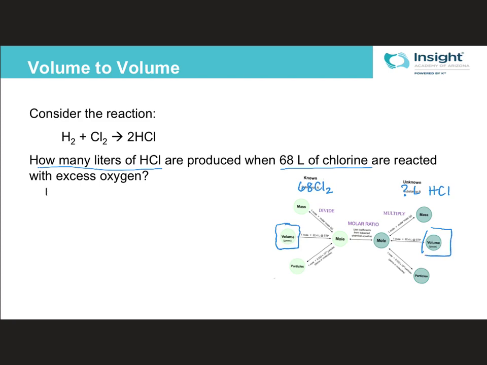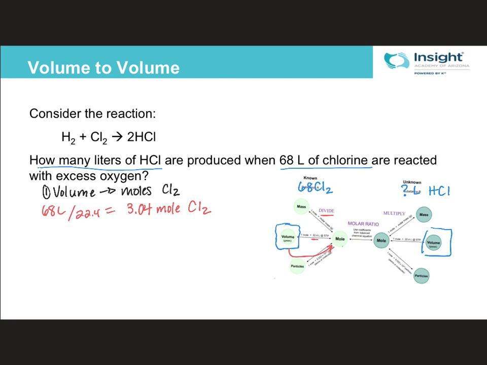So step 1 is going to be volume to moles for Cl2. I'm going to take that 68 liters and divide by 22.4. And that gives me 3.04 moles of Cl2. All right, so this step is done.